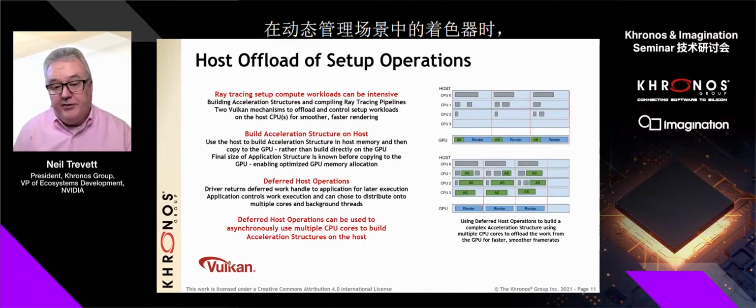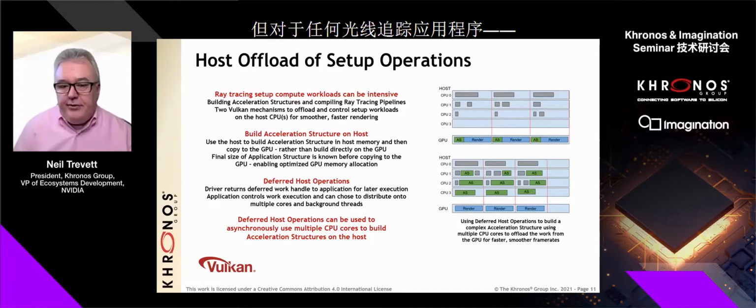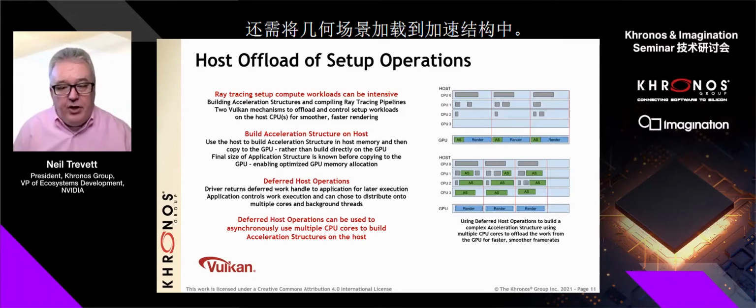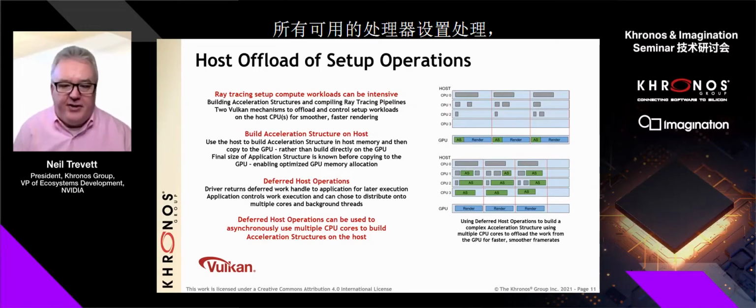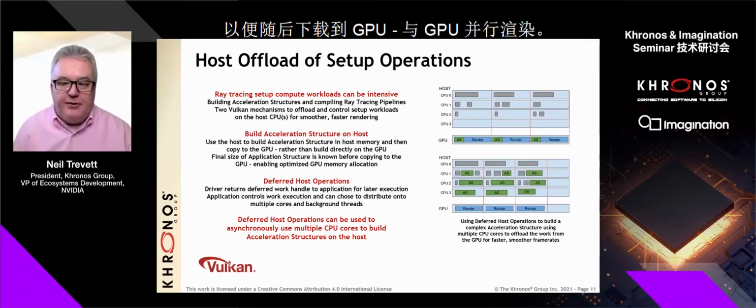Now, pipeline libraries can be helpful when dynamically managing the shaders in a scene, but there is still significant setup processing for any ray tracing application, and it's not just compiling shaders, but also loading the scene geometry into acceleration structures. To help applications use all available processing in setup, Vulkan enables the host CPU to build acceleration structures in host memory for subsequent download to the GPU, in parallel with the GPU rendering.